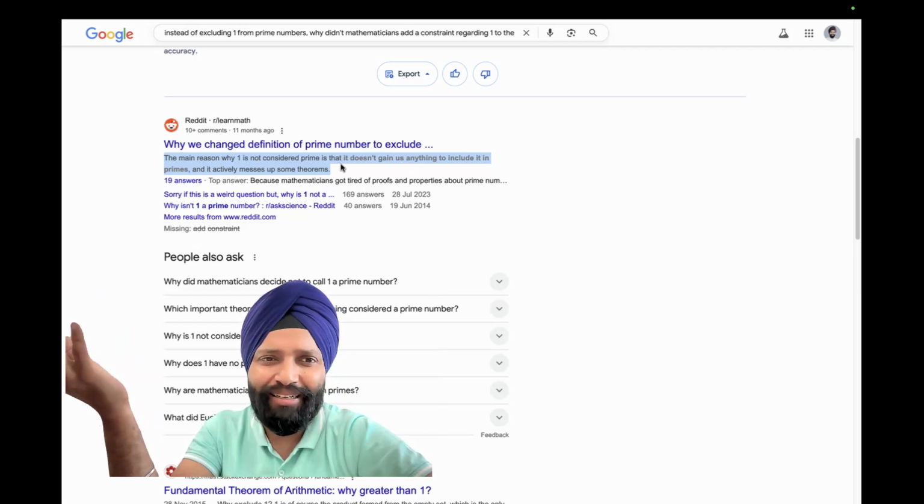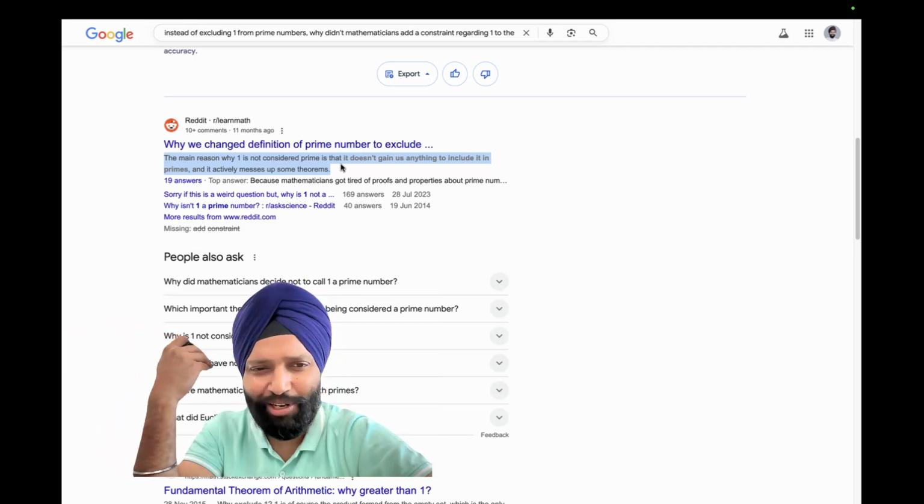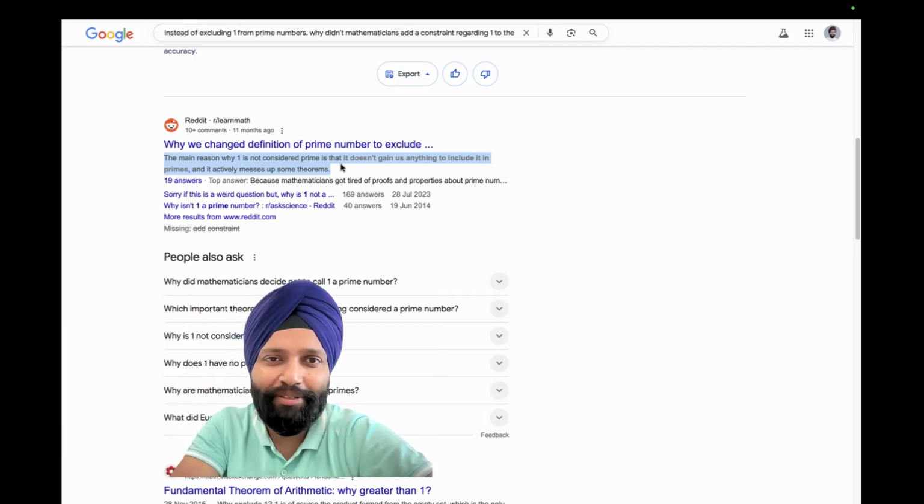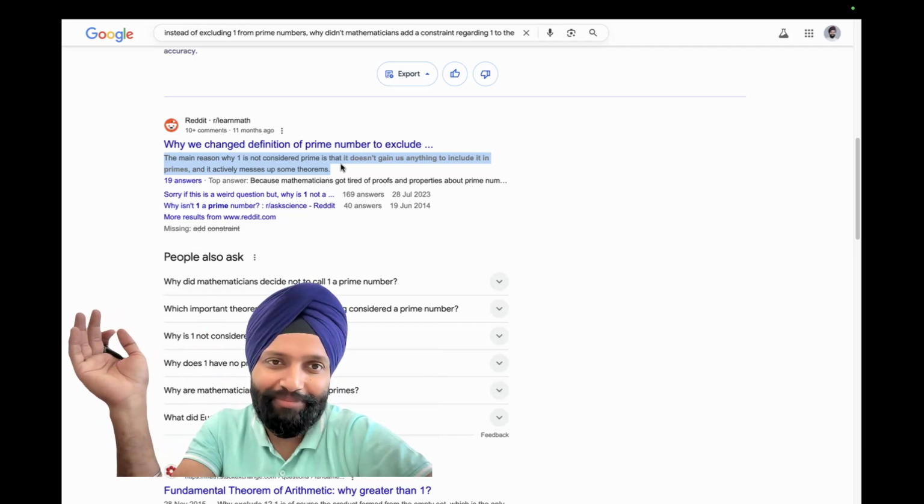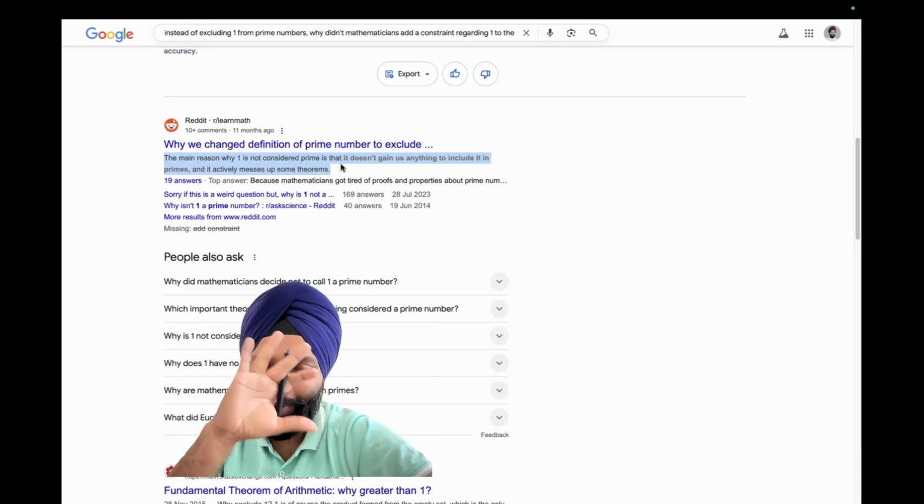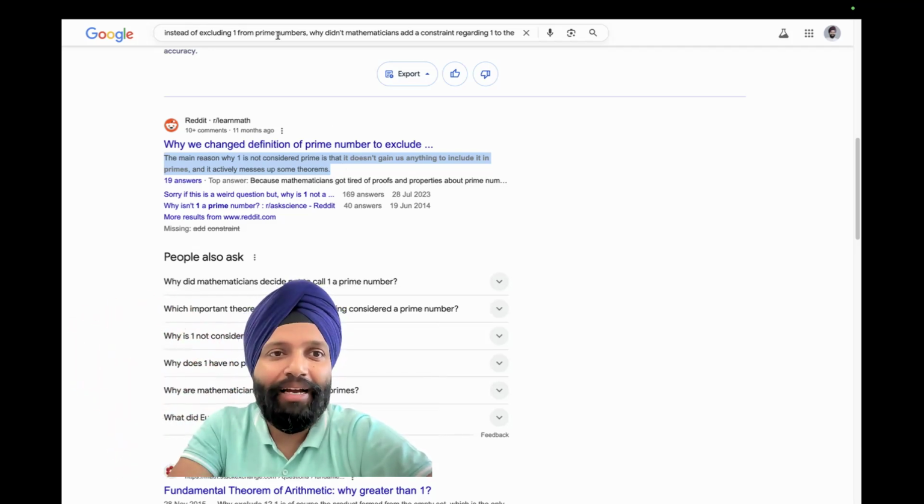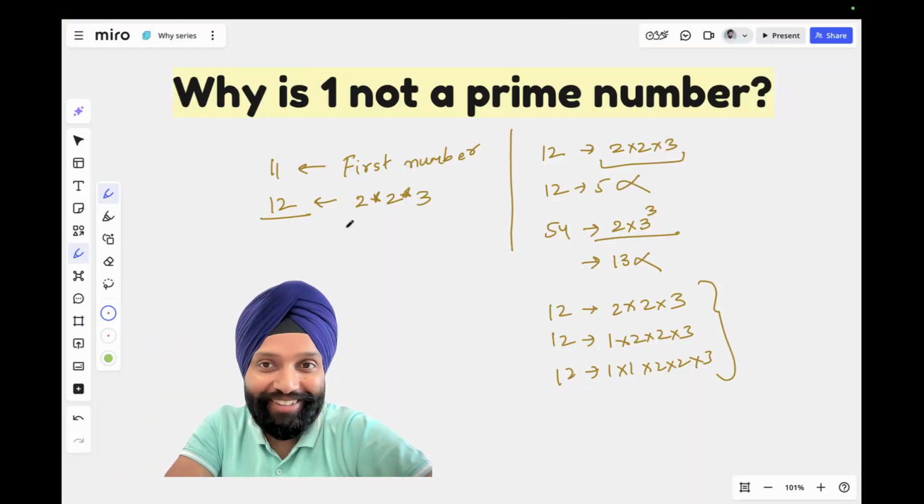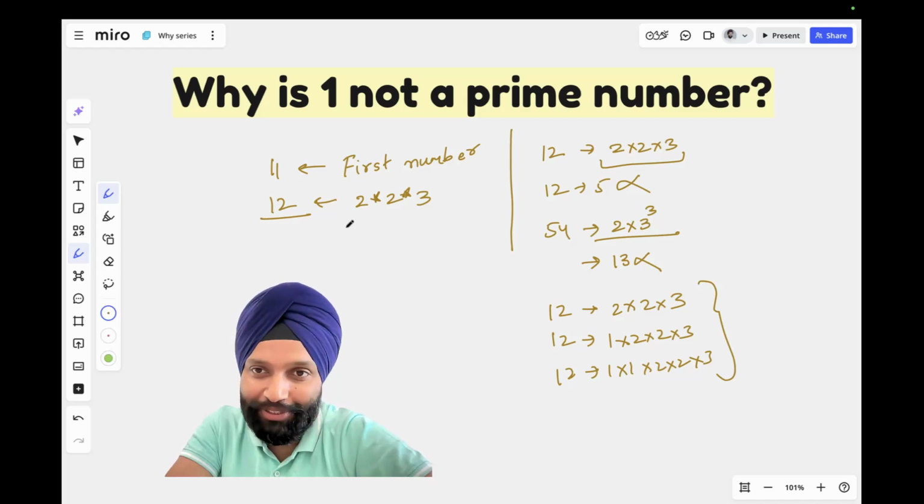So instead of adding constraints everywhere, they said, well, what's the point? This one is not really serving us as a prime. We are not really gaining anything from it. So let's stop calling it a prime. Let's just go and change the definition of a prime number to exclude one. Okay, so this is what happened, and that's why one is not a prime number. So that's a long answer to this short question.